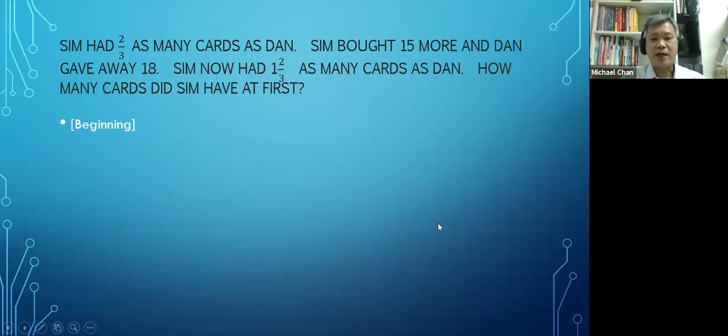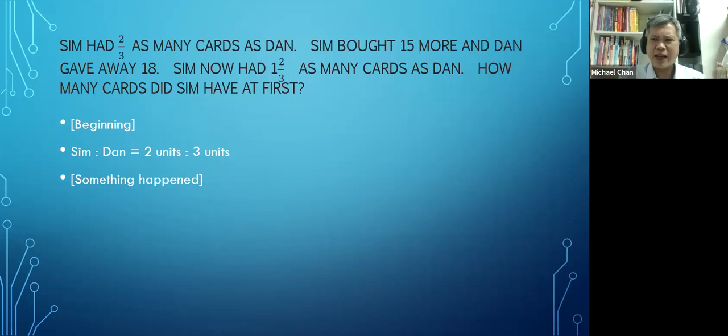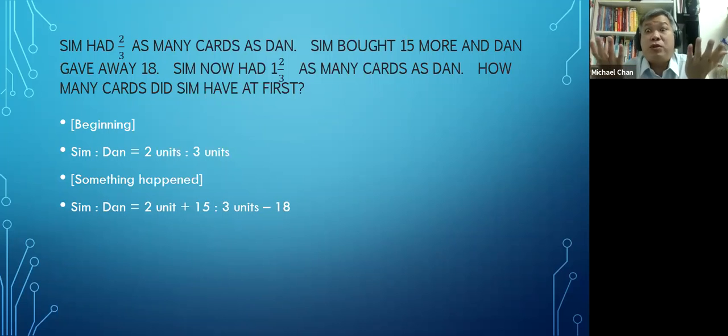So at the beginning, we know that Sim has 2 units and Dan has 3 units, because Sim has 2/3 as many as Dan. Then something happened. Sim had 15 more. Now we don't know how many units 15 is, but we know that it's a number. And then Dan has 18 taken away. Again, we don't know how many units this is, but we know it's a certain number. And something happened because of that.